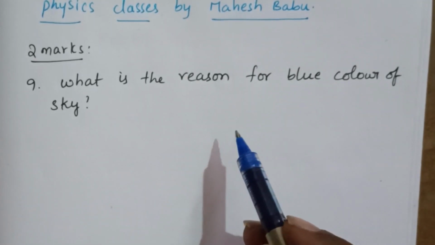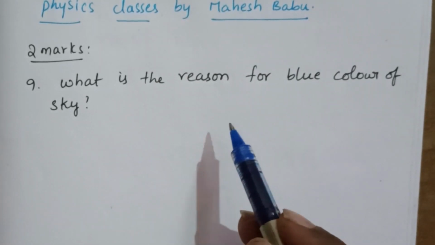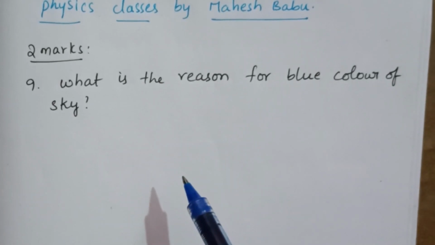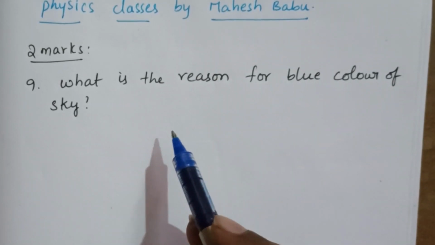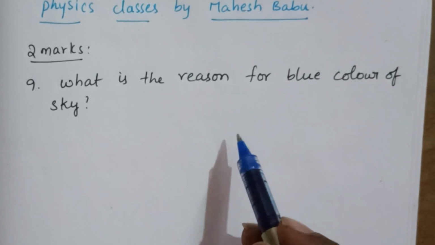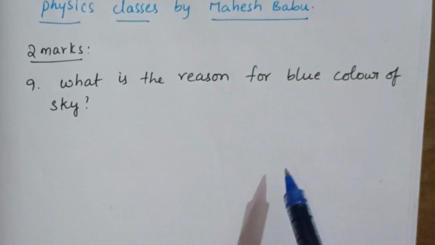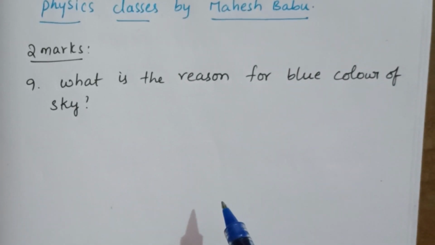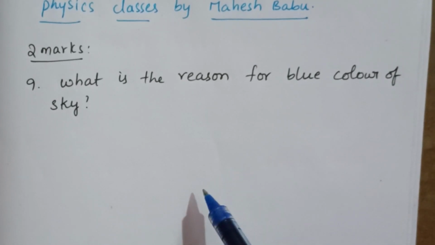What happened? When white light from the sun, which consists of 7 colors, VIBGYOR, falls on the molecules present in the atmosphere, if the size of the molecule is comparable to the wavelength of the light, that particular wavelength color will be absorbed by the molecule and re-emitted in all directions with different intensities. That is known as scattering of light.